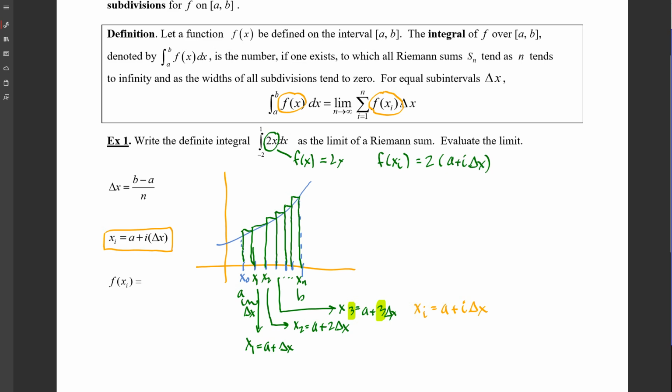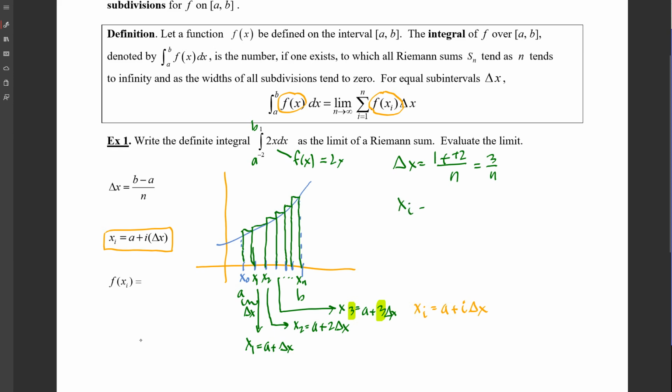Okay, so let me work this problem out and things will make a little bit more sense. For this problem, my delta x is going to be b minus a. So this is my a here and this is my b. So it's going to be 1 minus negative 2, over n. And I don't know my n, so this is going to be equal to 3 over n. Then I find xi. I actually use delta x to find xi, and then I use xi to find f of xi. So now I know delta x.